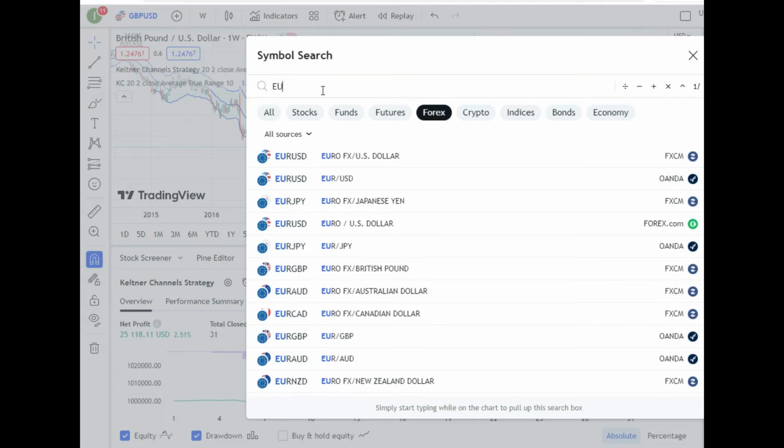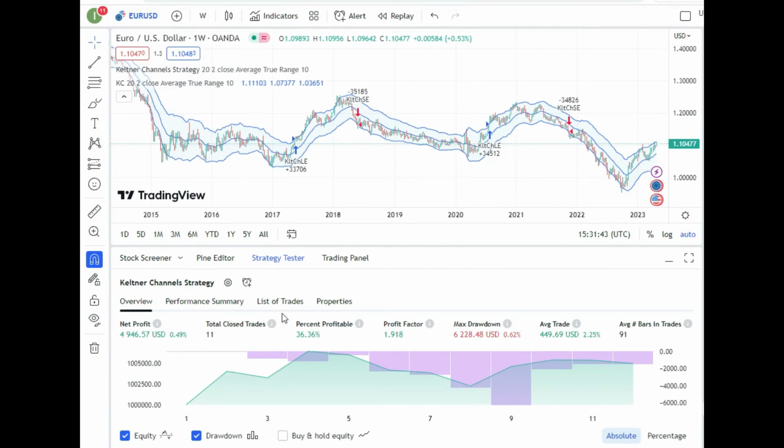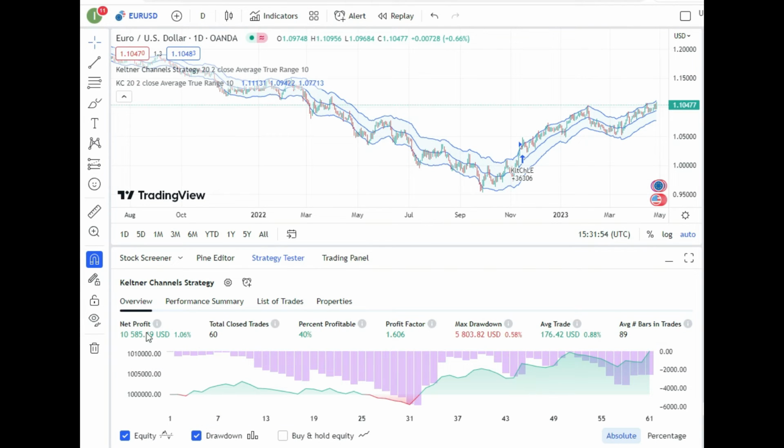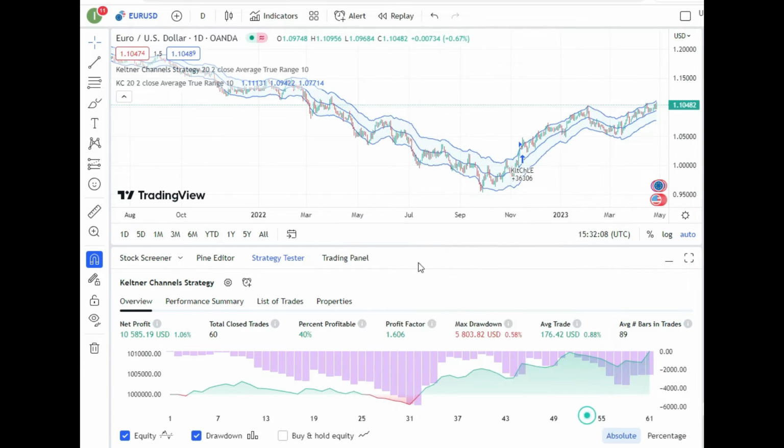Let me try EURUSD. Okay, this is the EURUSD. Let me see performance. For weekly, we have almost 2 profit factor. For daily, we have 1.6 profit factor. So for the daily chart, just to check, okay, I will risk 1% of the equity.